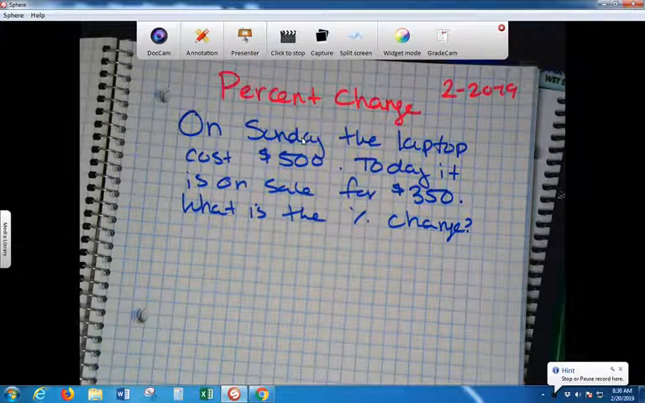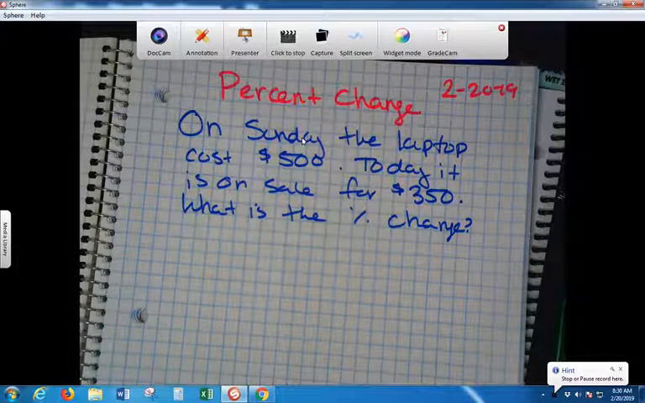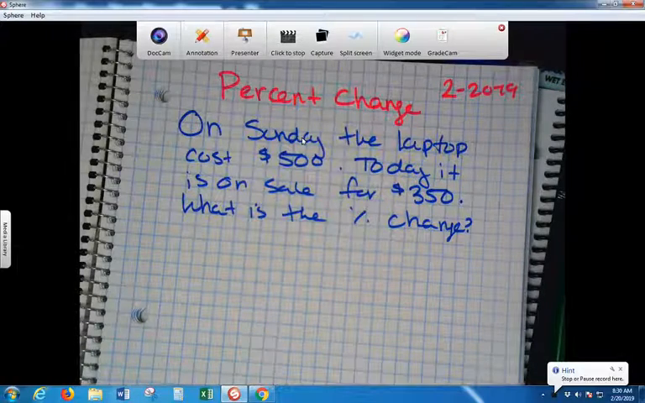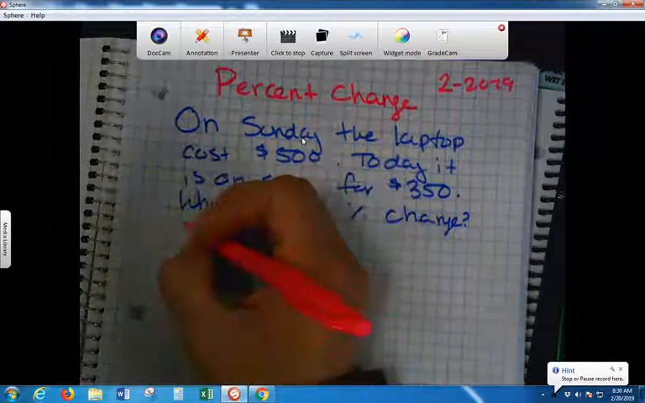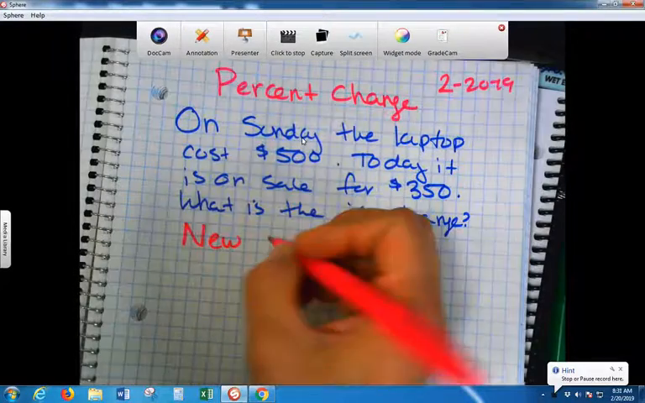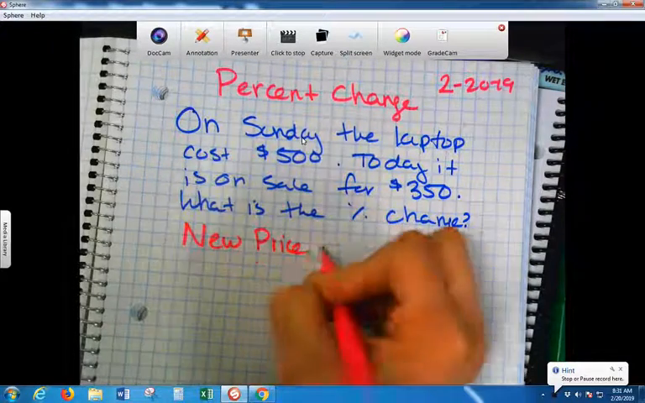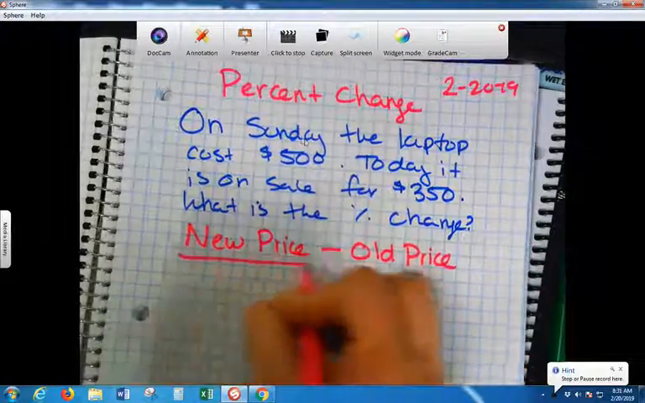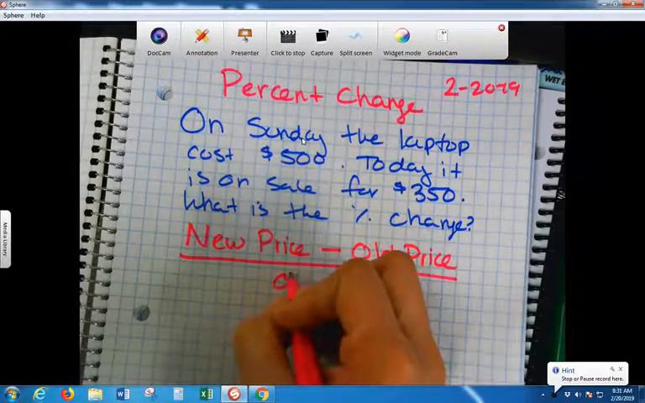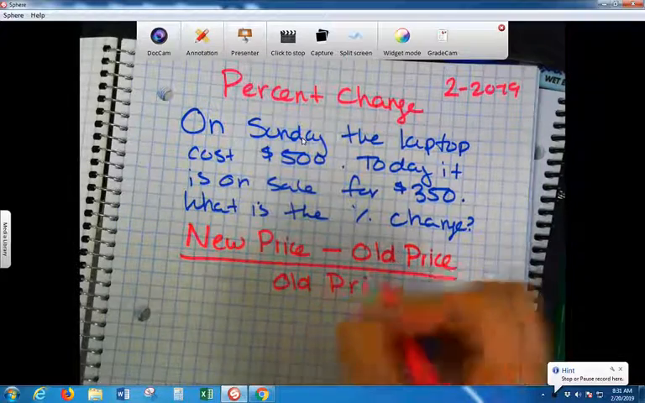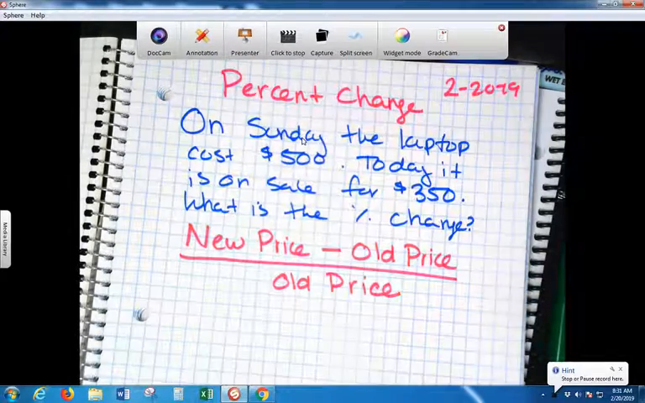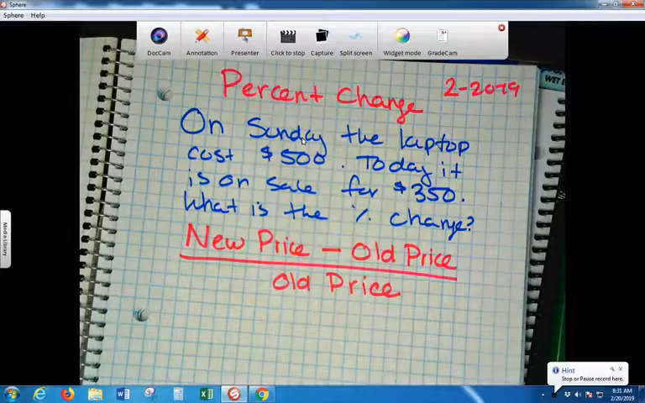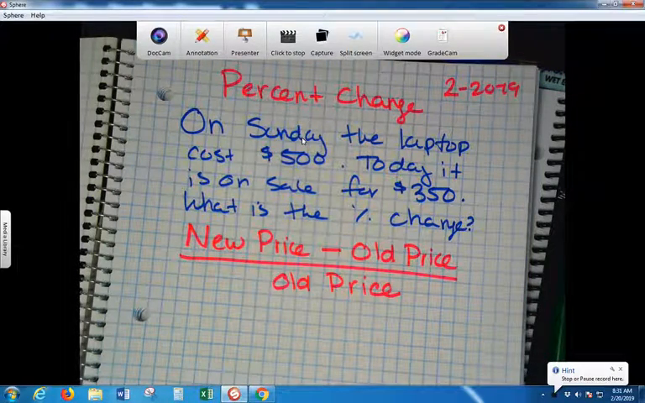Let's see if you're right. So here's what you do. You use this formula. Sometimes it's easy for you to figure out. Sometimes they're tricky. So you use the formula new price minus old price divided by old price. That's how you're going to set up your problem in order for you to figure out what your percent change is.